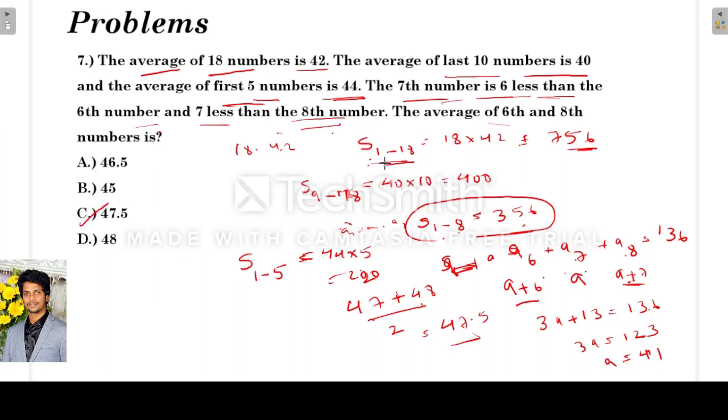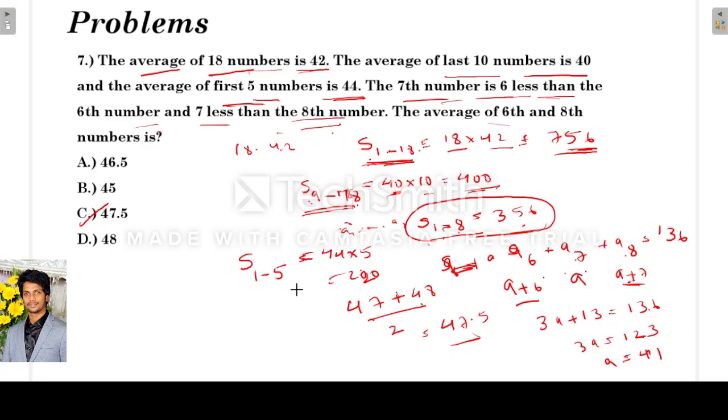I'll explain again. See, first they are telling the average of 18 numbers is 42. So now we have to find out the total sum. So S1 to 18 will be number of terms into average, which is 756. Next they are telling average of last 10, means S9 to 18, means sum of 9th term to 18th term, which will be 40 is the average, into 10 is 400. So now from these two, S1 to 8 will be this minus this, 356.